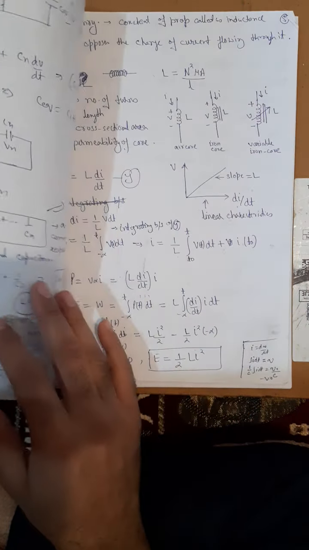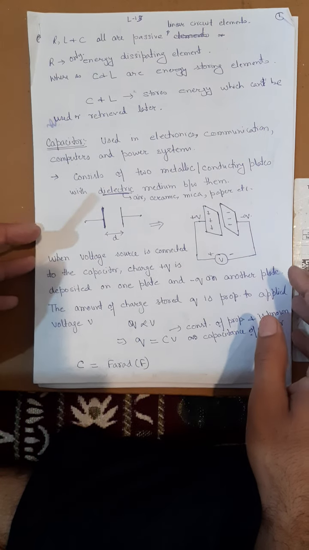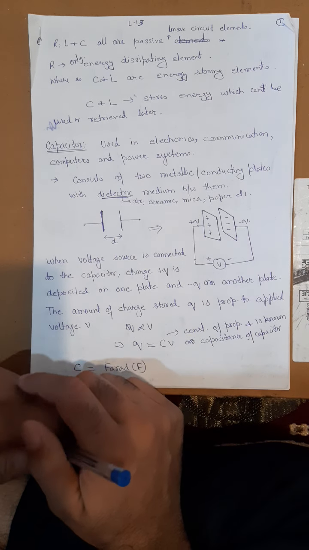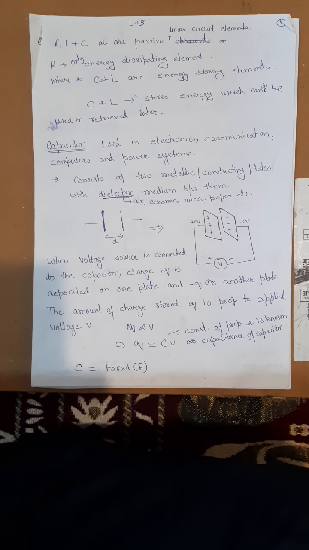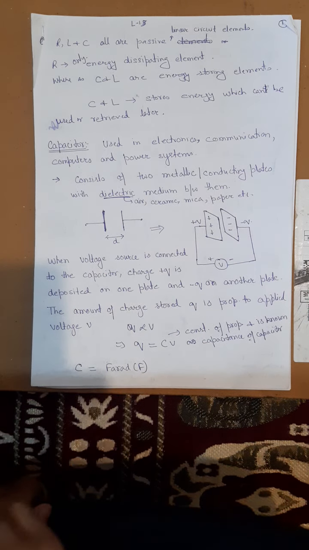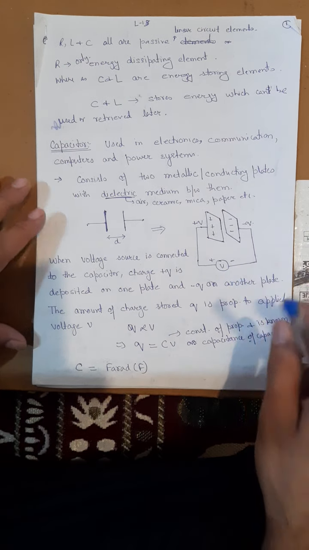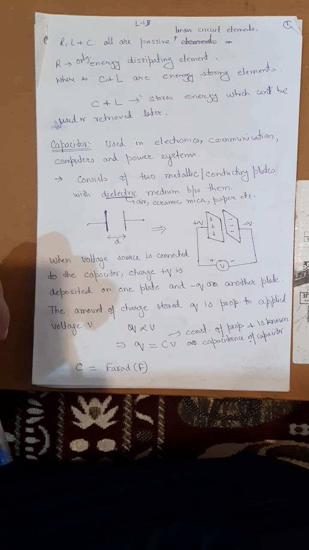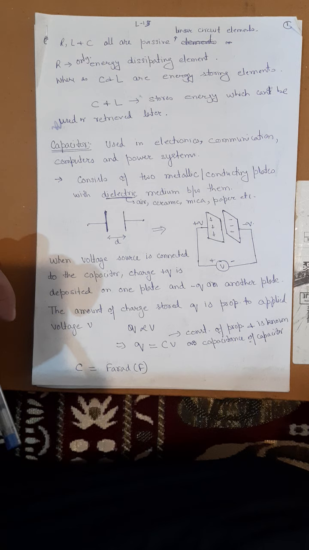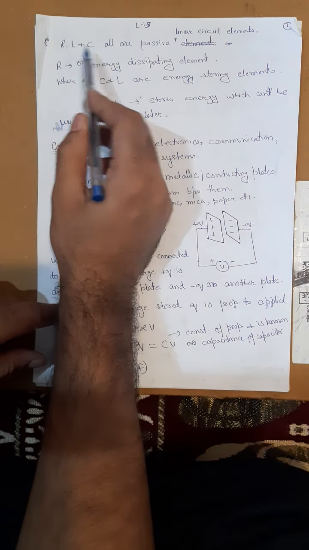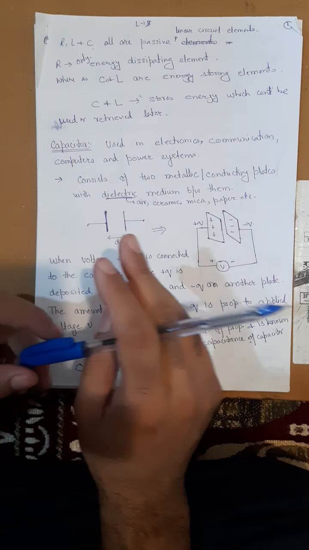In this lecture, I will start with capacitors, and then I will teach inductors. These inductors and capacitors are very important for AC analysis, because AC circuits often have these elements. I already told you that we have three passive linear elements: R, L, and C, that is resistor, inductor, and capacitor. They are the passive linear circuit elements.